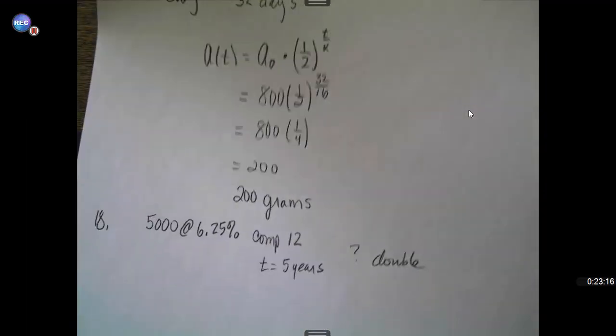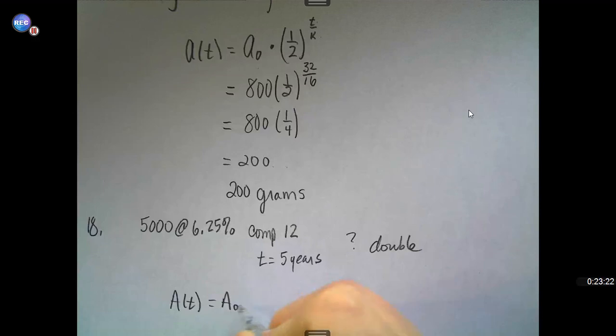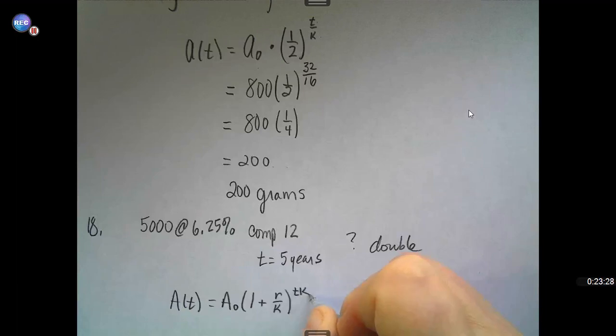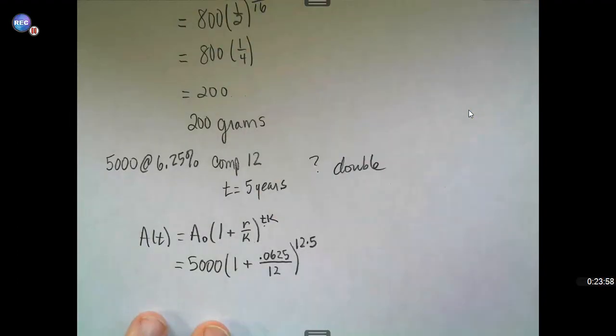So compound interest, we're looking at A of t equals a sub 0 times 1 plus r over k to the tk. And r is the rate at which it's invested, k is how it's compounded, t is the amount of time. So for this problem, this is going to be 5,000 times 1 plus 0.0625 over 12 to the 12 times 5 power. And we can plug that in our calculator just like that.